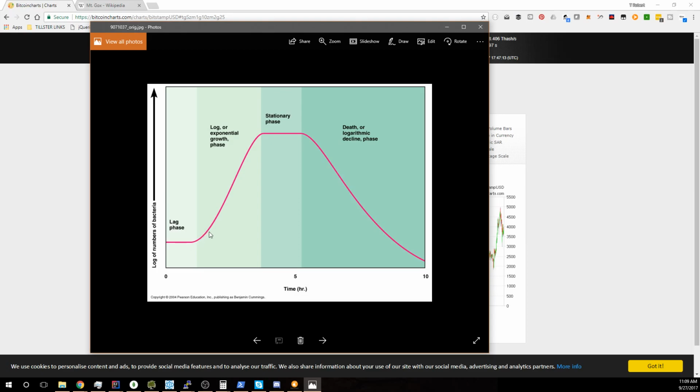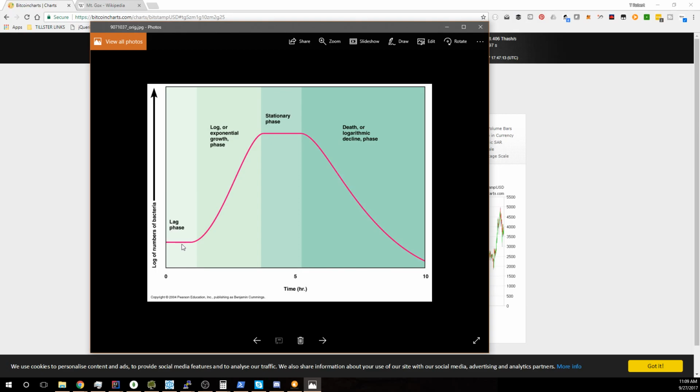Or the bathtub curve. This is one side of the bathtub curve anyway. This is where the takeoff begins to happen. And once you start moving at this exponential rate, it continues on a logarithmic scale, logarithmic being exponential or geometric. Then, after some time, it reaches a stationary phase, at which it levels out, and finally there is a death or logarithmic decline afterwards. This is a chart of the number of bacteria in a population.